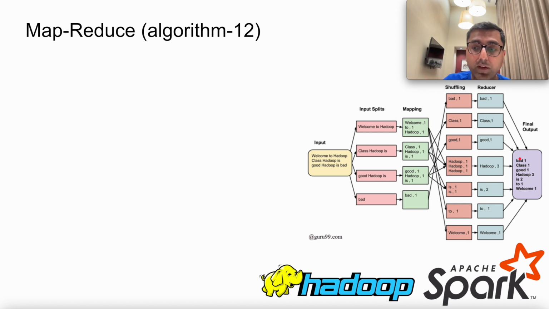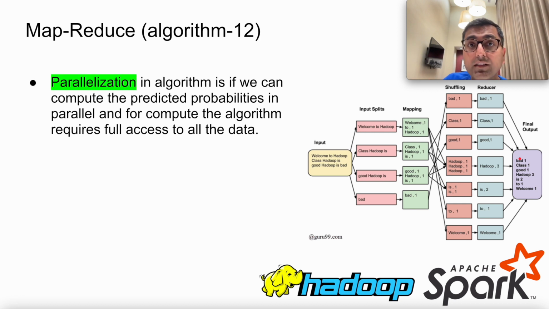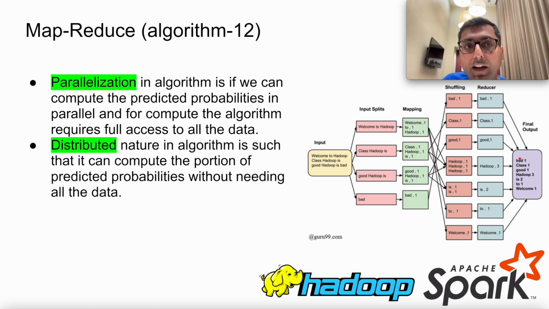So this Mapreduce framework, in a sense, allows us not just to do things in parallel, but also in a distributed fashion. So parallelization in an algorithm is if we can compute certain probabilities, let's say, in parallel. But then parallelization also requires access to all the data all the time. But a distributed algorithm is when it has all the data that it needs. It doesn't need the full data set.